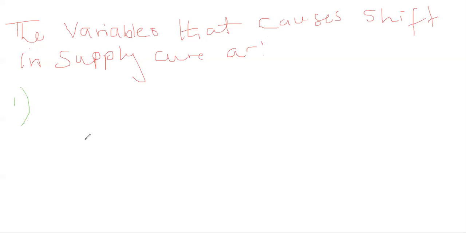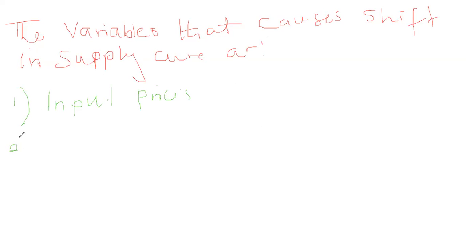One, it could be the price. The price does not cause movement along the supply curve. So it could be input prices, that is the cost of production. For example, if the cost of production goes high, obviously supply will reduce. So what is the relationship? It is an inverse or negative relationship.